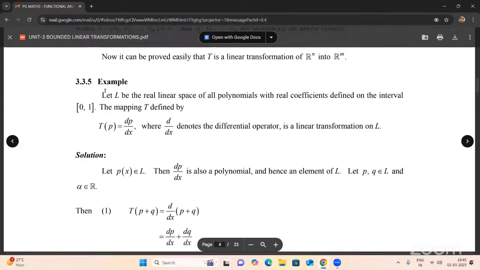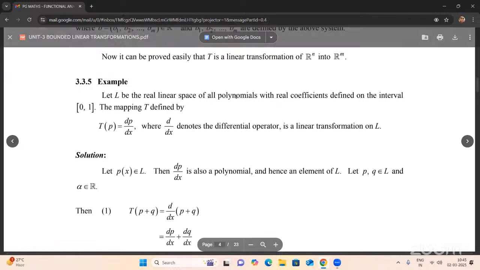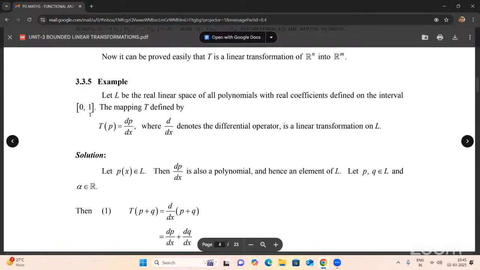Now, this is one of the important examples, on the differential operator. Example 3.3.5. Now, how do we define the differential operator as a linear transformation? Here, let L be the real linear space of all polynomials with real coefficients defined on the closed interval 0, 1. This is the square bracket. It is read as closed interval 0, 1. That is the meaning of 0 less than or equal to x less than or equal to 1.